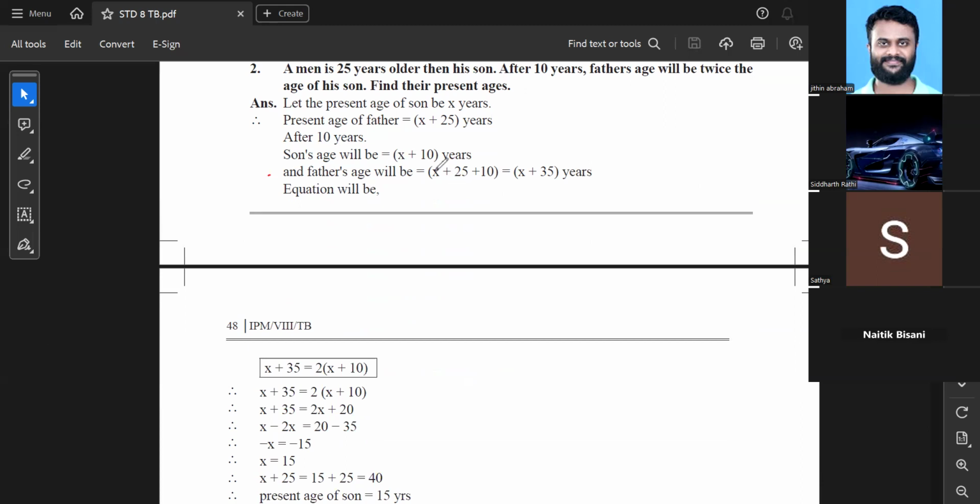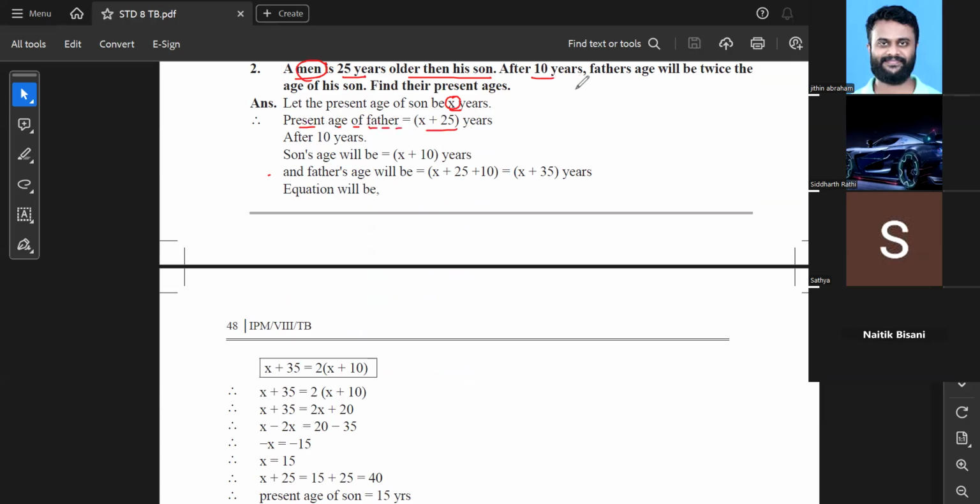So the first statement says, a man is 25 years older than his son. So let me say the present age of the son is X. If the son is X years old, then this man who is that son's father will be 25 years older than the son. Hence, father's present age will be X plus 25.